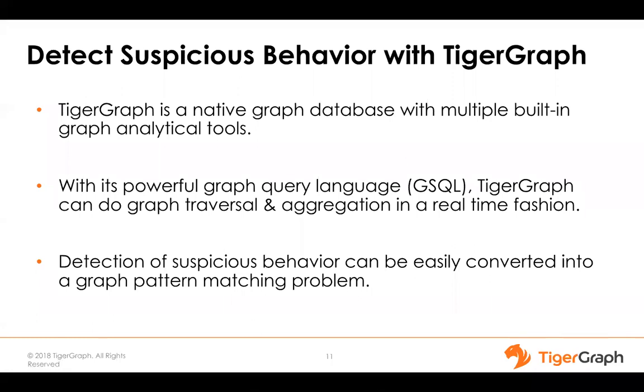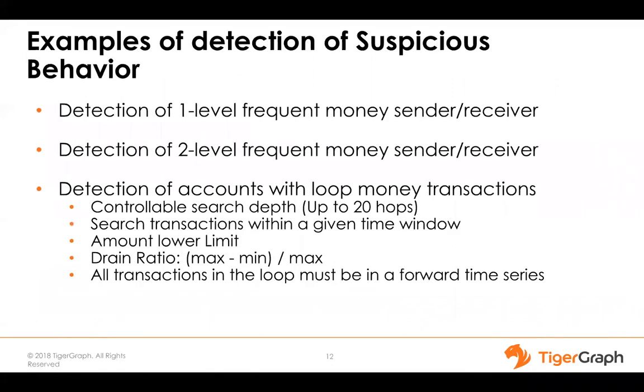You can think of detection of suspicious behavior as something that can always be converted into a graph pattern matching problem. And because it's graph pattern matching, our GSQL language is a good fit for this type of problem. So let's look at some examples. You can use a graph database system to detect one-level frequent money senders and receivers. It's basically a one-step neighbor traversal. Another is to detect two layers of frequent money senders and receivers, which is a two-step neighbor traversal. Those two jobs can be easily handled by most current graph databases like Neo4j or Neptune.